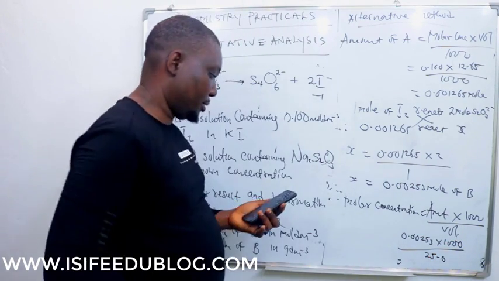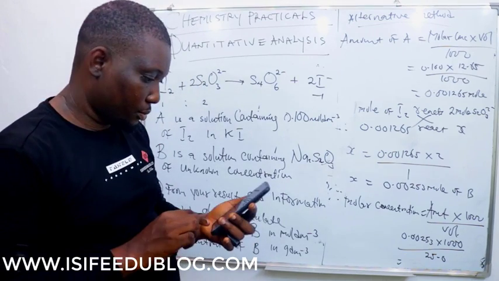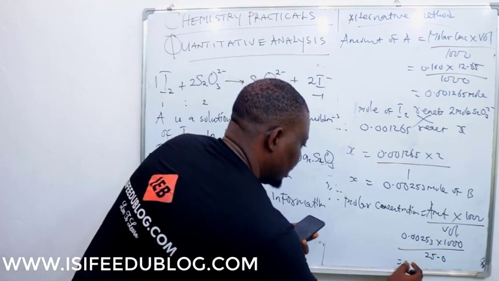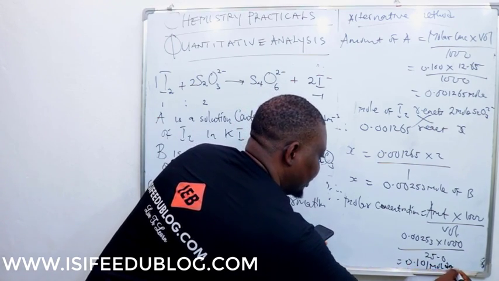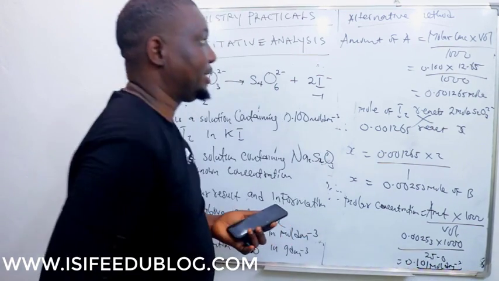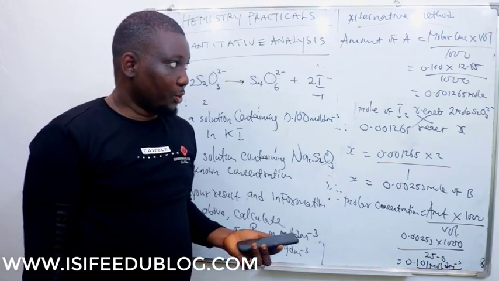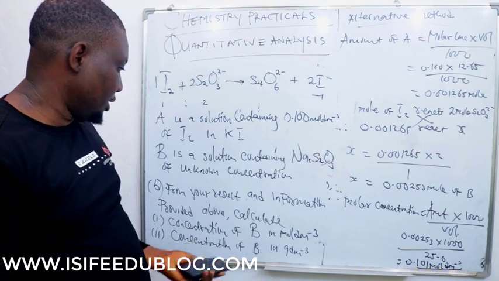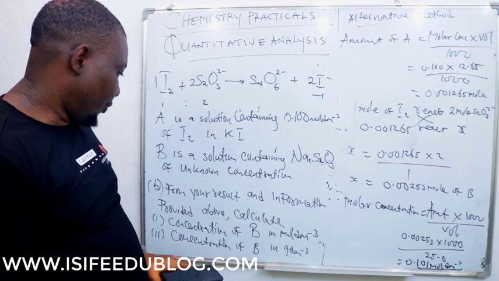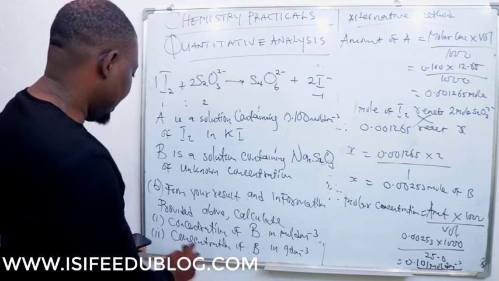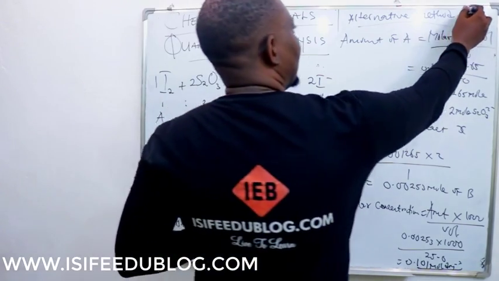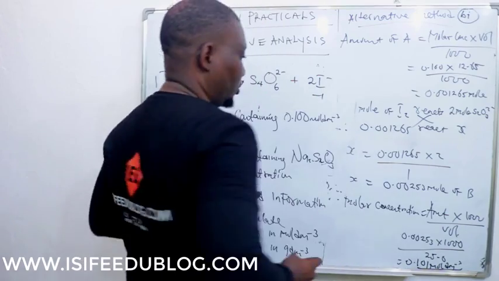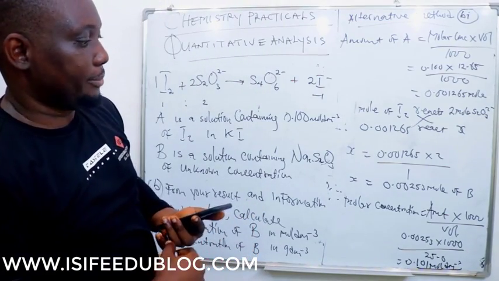What is our final answer? That's giving me 0.101 mole per dm³. This is exactly what you get in your formula method. So whichever way you choose to solve the problem, that is how to find the molarity, or molar concentration, of B. That is this aspect, BI. So this is the alternative method of solving BI from this problem.